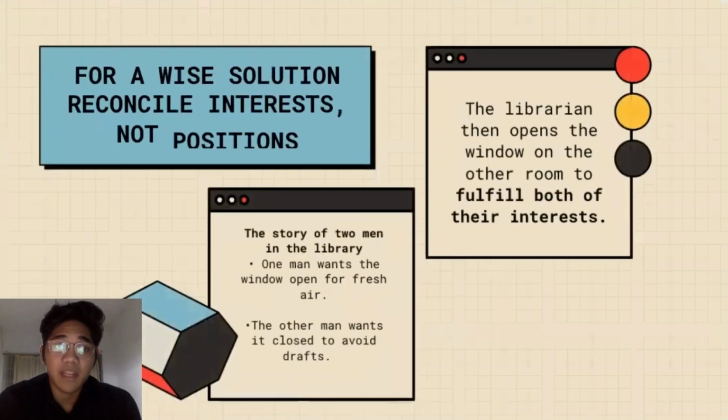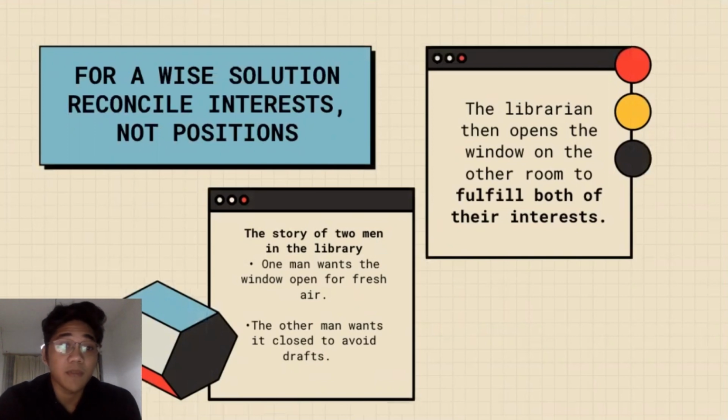And so the chapter begins with a story of two men arguing over a position in the library. One demands the window to be open, while the other demands for it to be closed. As their arguments prolonged with no clear results, the librarian came and asked the two men's intentions. One said they wanted it open to gain fresh air, while the other wanted it closed to avoid drafts. As they both argue over a position, reaching an agreement may seem distant, but then the librarian focuses on the interest and solves the problem by opening a window in another room, fulfilling both of their interests.